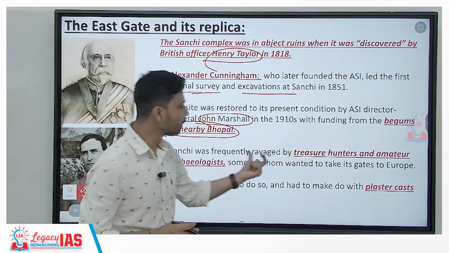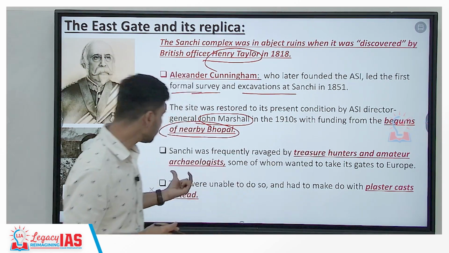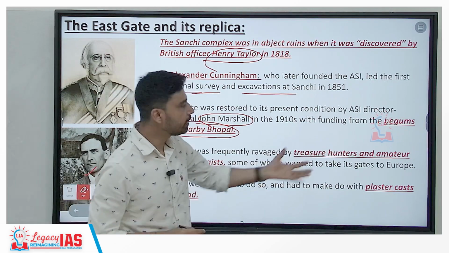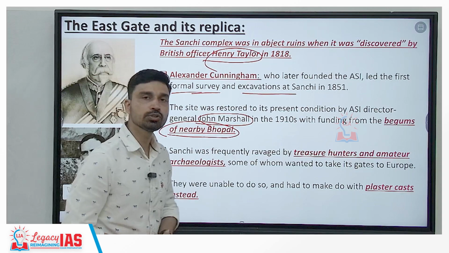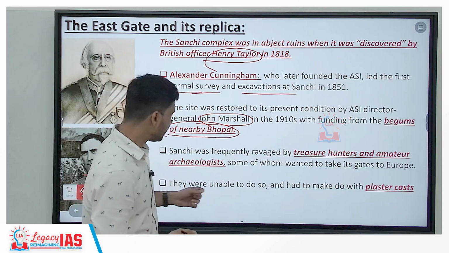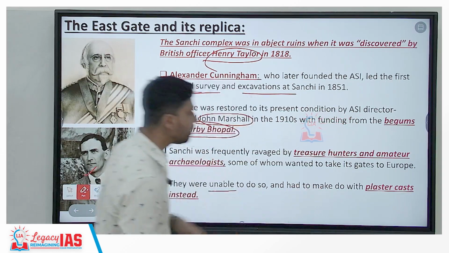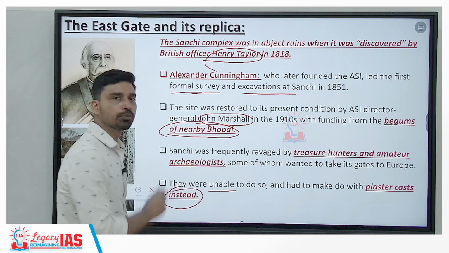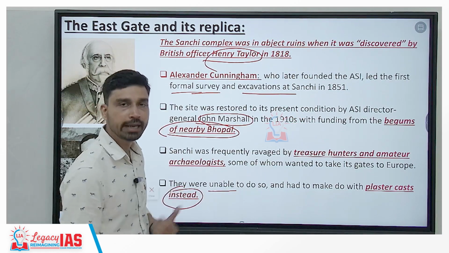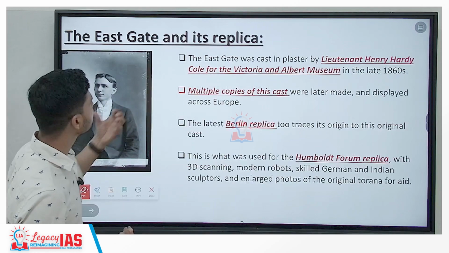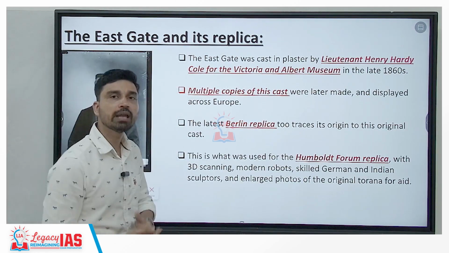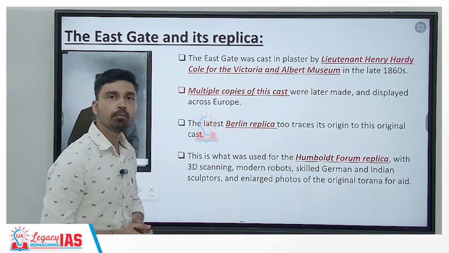Now, Sanchi was frequently ravaged by treasure hunters and amateur archaeologists, some of whom wanted to take its gates to Europe, and this was not permitted, and that is why they started to make a plaster cast of the original pillars and gates. And it is one of these plaster casts which has been a source of inspiration for the East Gate that we have seen situated along the Humboldt Forum Museum.